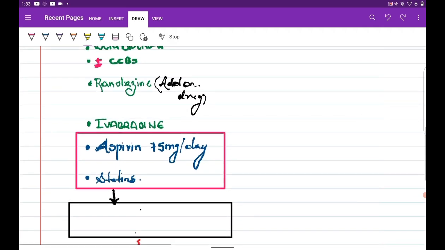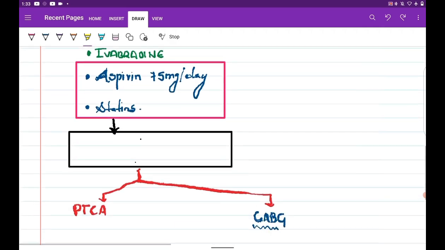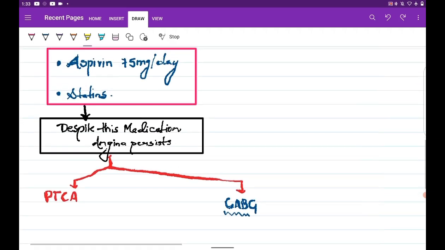There are new drugs like ranolazine and ivabradine, and also the two important drugs which have to be continued are aspirin 75 mg per day and statins. Statins are HMG-CoA reductase inhibitors, which help in reducing cholesterol. Now we have given all these drugs.